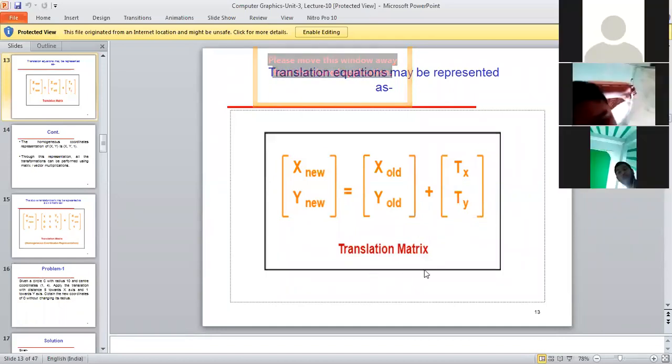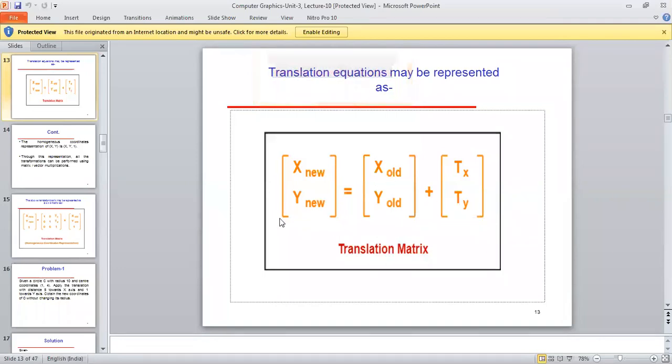Translation matrix. So this is called the translation matrix. You can calculate using the formula x new is equal to x old plus tx, y new is equal to y old plus ty, or you can also use the form of a matrix. In this way you can calculate the new points. So this is called the translation transformation. The first transformation category is the translation, meaning you are just going to move from one point to another point.